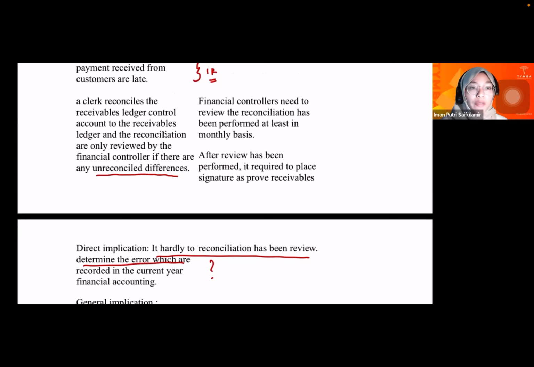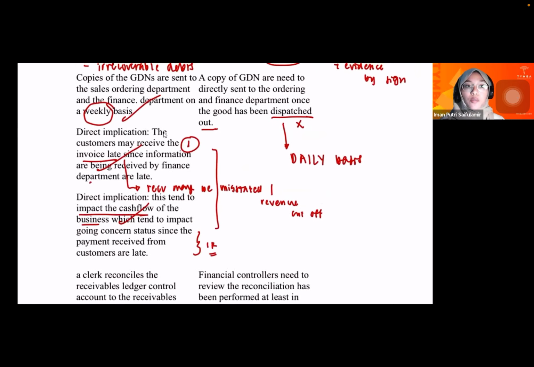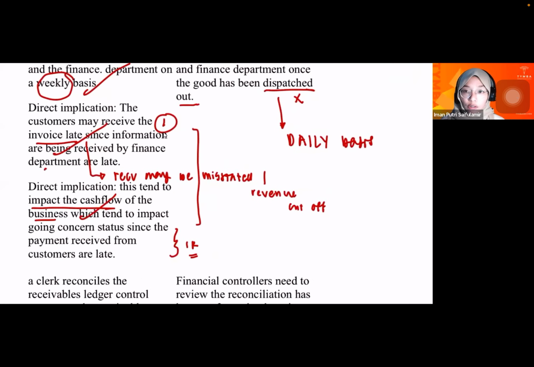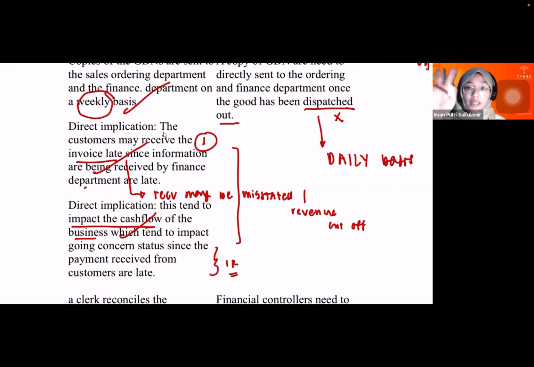Okay, Miss, for the revenue cut off issue, do we have to elaborate more, or is saying it like that enough? Just like this is actually enough. Okay, so I'm asking, do we have to elaborate more on this revenue cut off here? So right now, we actually don't have to.